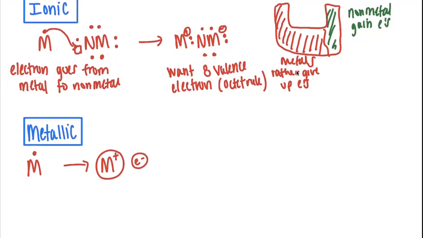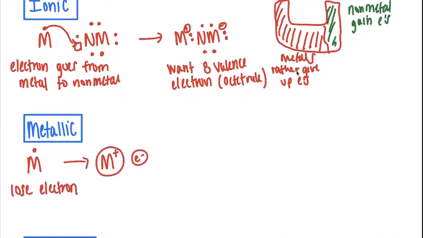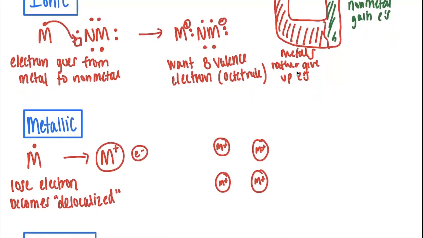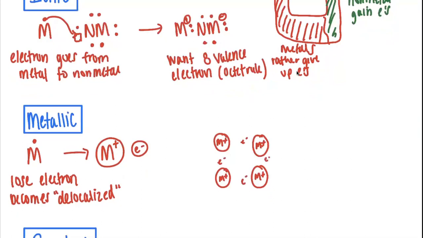So the behavior is that we lose the electron. And it becomes, do you remember that fancy word we used? It starts with a D? No. That's okay. Delocalized, right? That's that fancy chem word that we're using. It becomes delocalized. So what that means is if we go over here and we draw all of our metals, metal plus, metal plus, metal plus, these little electrons are completely free to move about. And the squiggly lines are them moving. So these electrons are free to move.